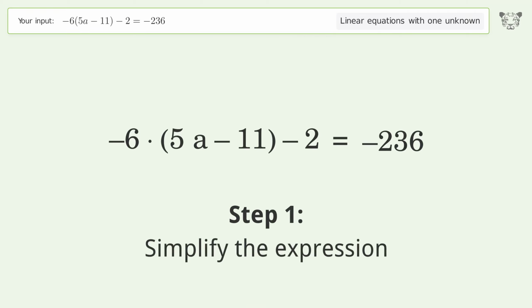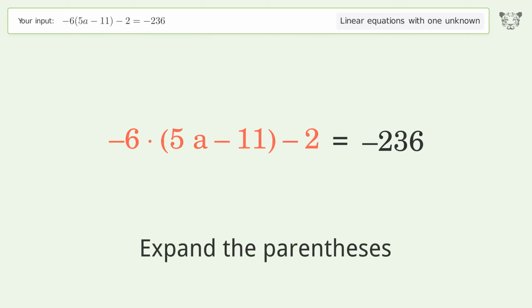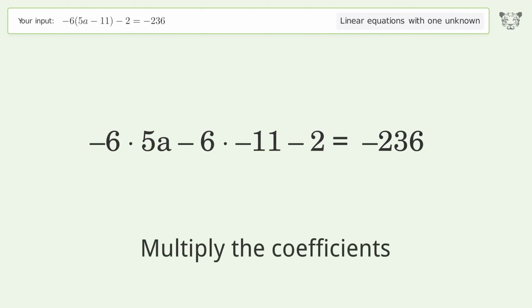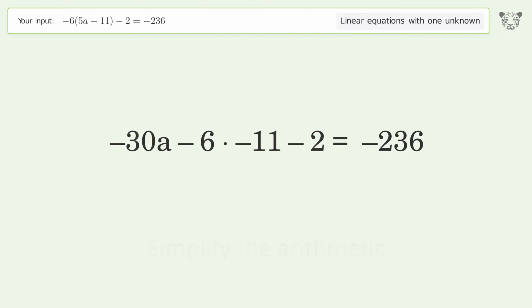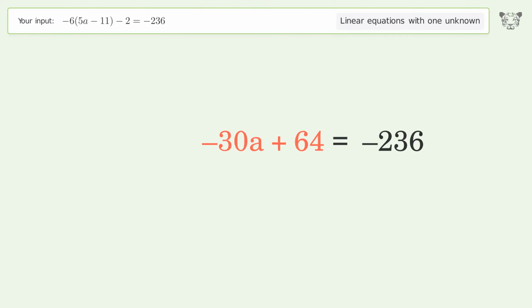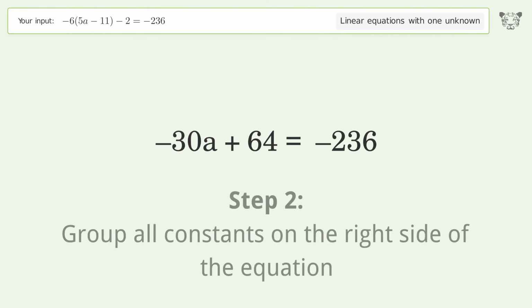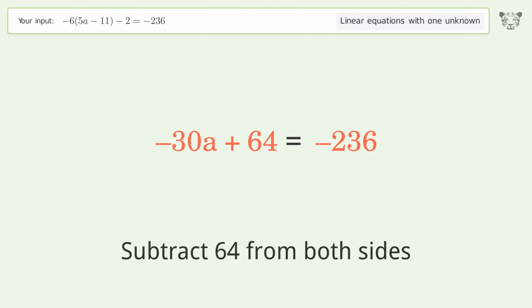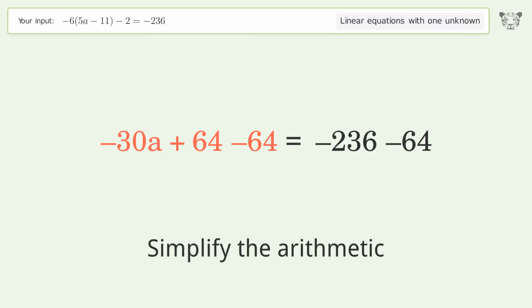Simplify the expression. Expand the parentheses. Multiply the coefficients. Simplify the arithmetic. Group all constants on the right side of the equation. Subtract 64 from both sides. Simplify the arithmetic.